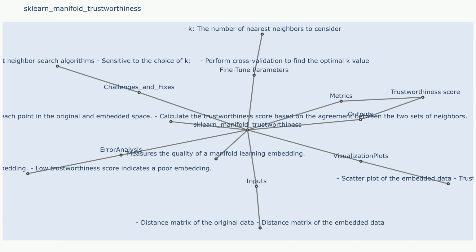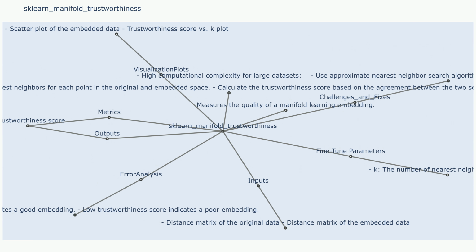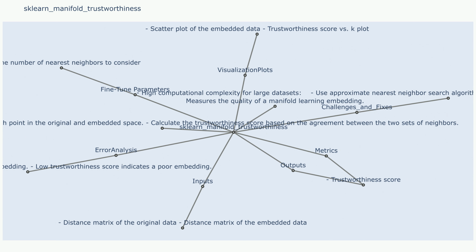Fine-tune parameters. Parameter 1. Explain in detail. k, the number of nearest neighbors considered when calculating trustworthiness. Parameter 2. Explain in detail. n_neighbors, the number of nearest neighbors used in the manifold learning algorithm. This parameter influences the local neighborhood structure and can impact trustworthiness.